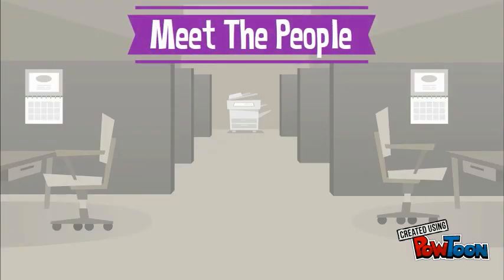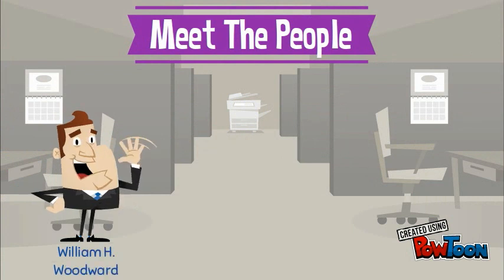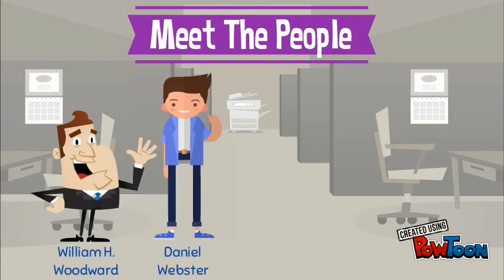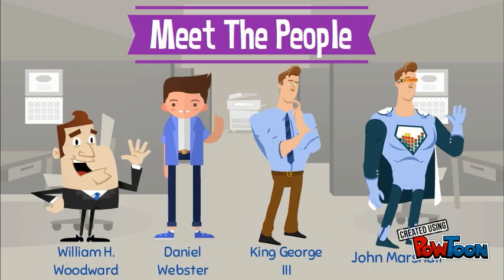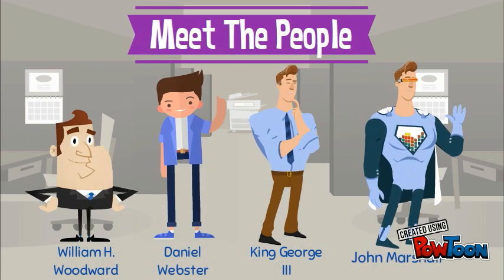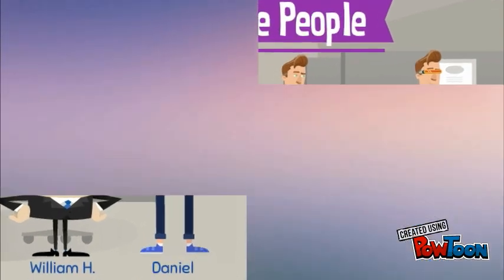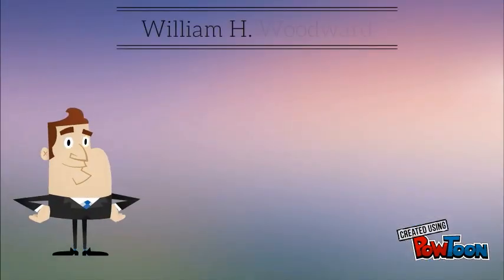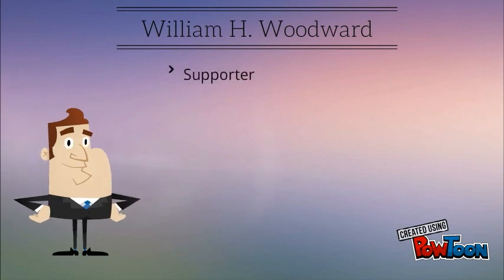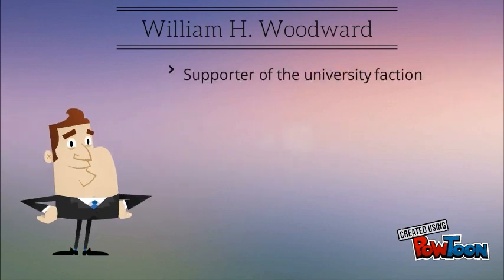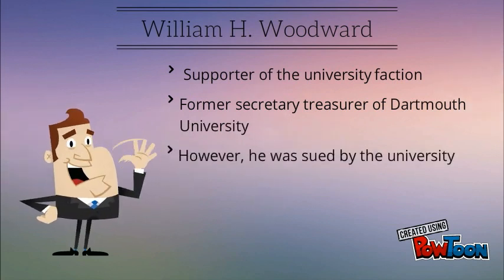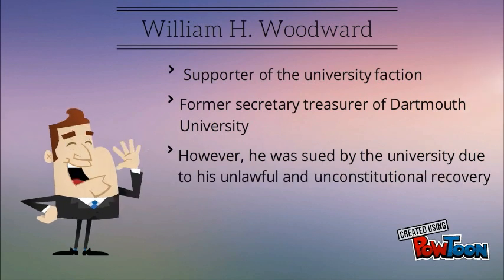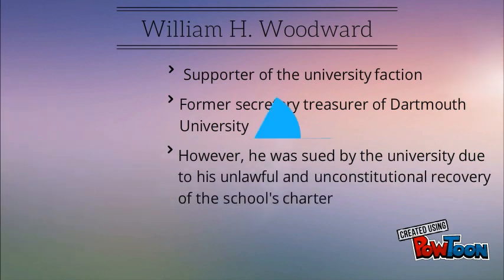Important figures in the court case include William H. Woodward, Daniel Webster, King George III, and John Marshall. William H. Woodward was a supporter of the university faction, as well as a former secretary-treasurer of Dartmouth University. However, he was sued by the university due to his unlawful and unconstitutional recovery of the school's charter.